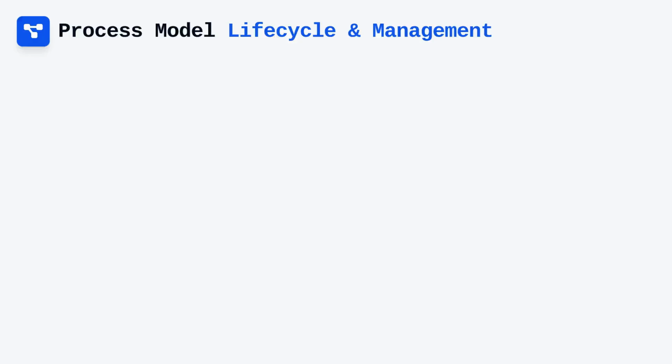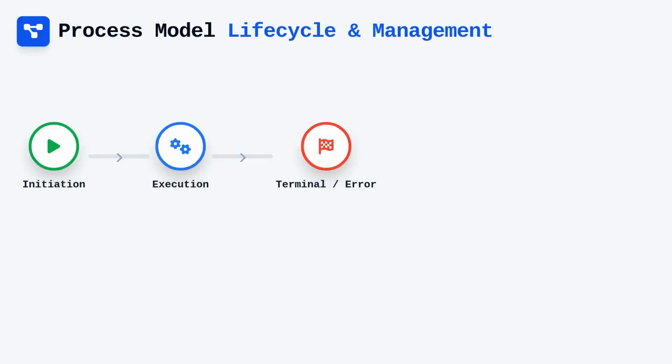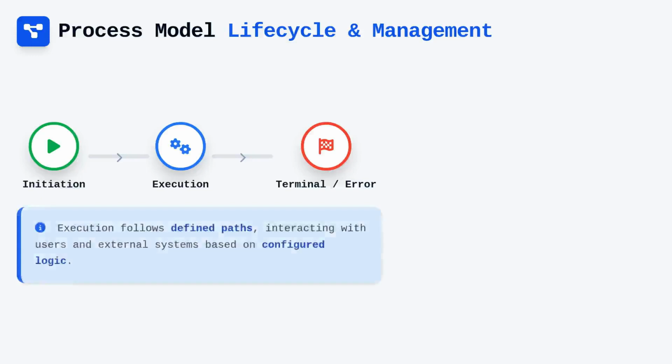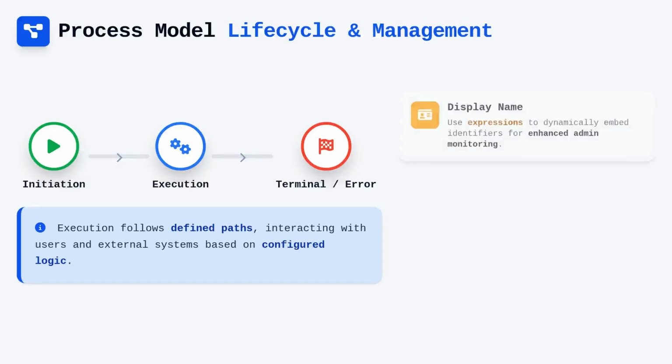Every process model begins its life cycle the moment a process instance is initiated, moving through a series of nodes until it reaches a terminal event or encounters an error. During execution, the model follows the paths you have defined, processing data and interacting with users or external systems based on the specific logic you have configured. It is important to treat the process display name with care, as this field allows you to use expressions to dynamically name your instances. By embedding identifiers or status information directly into the display name, you drastically improve the monitoring experience for administrators who need to track many running instances at once.